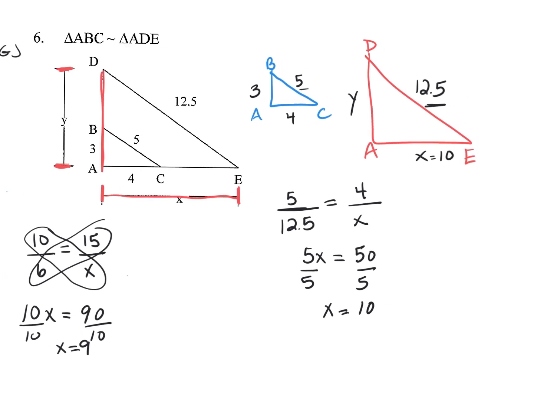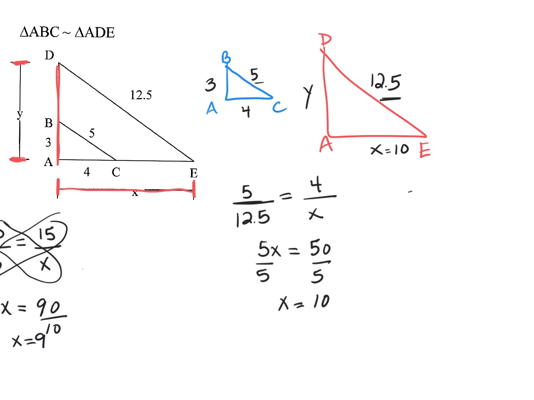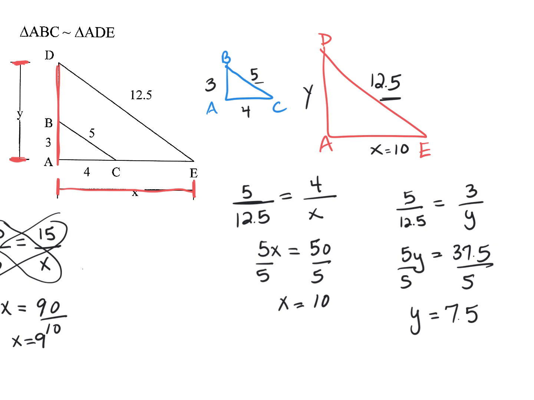Then we're going to use the same exact scale factor. This time we're going to solve for y, and the side that corresponds is 3. So we have 5y is equal to 12.5 times 3, which is 37.5. Our last step is to divide by 5, and I get 7.5. So that is the value of y.